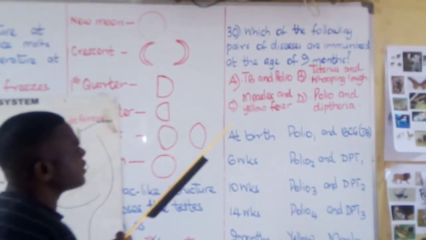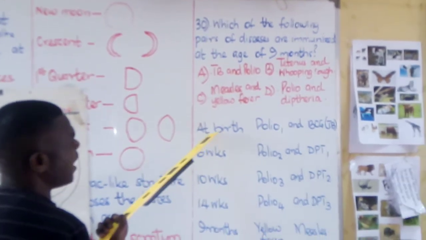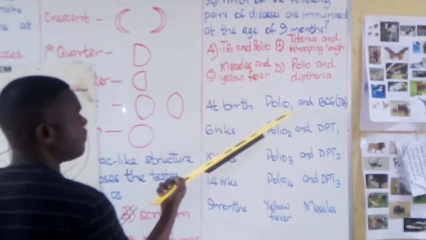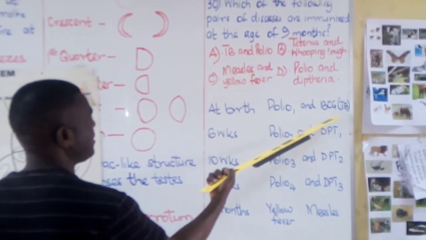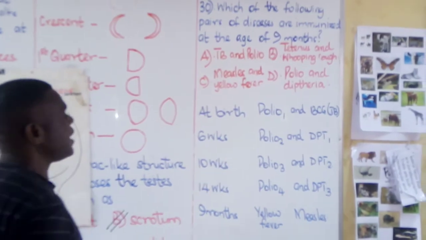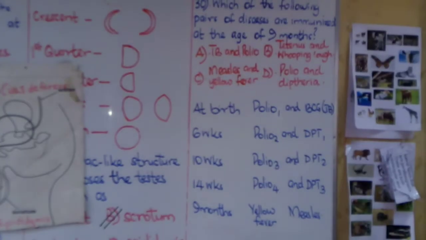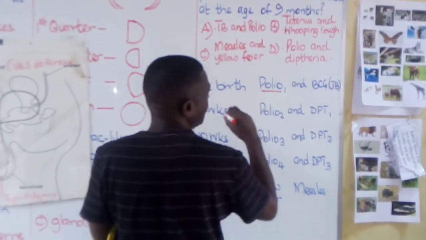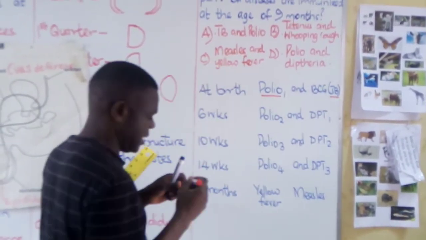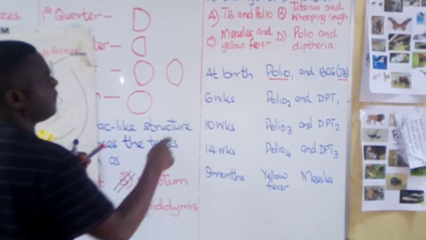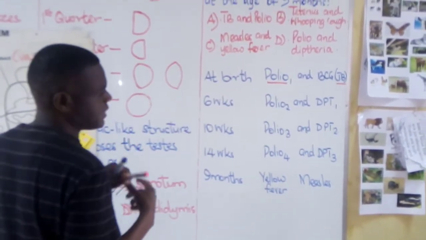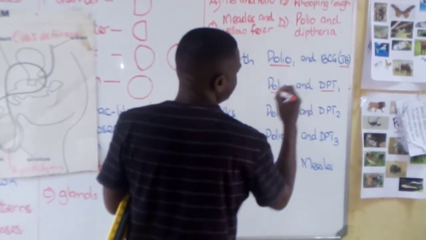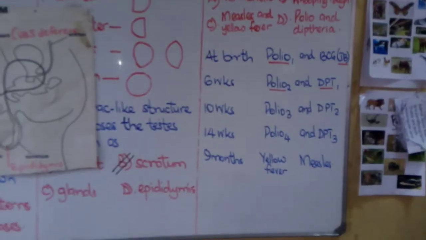Now, let's look at this table here. At birth, which vaccine is given and against which disease? Polio vaccine and the BCG vaccine. The diseases vaccinated against are polio and tuberculosis at birth. The second dose is given at 6 weeks. Polio 2 and diphtheria.